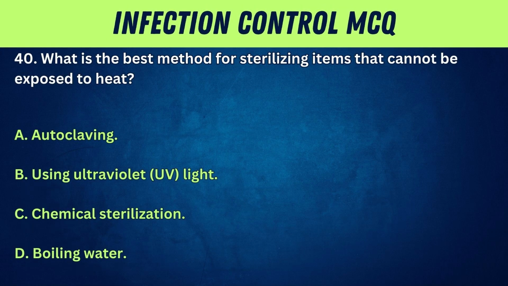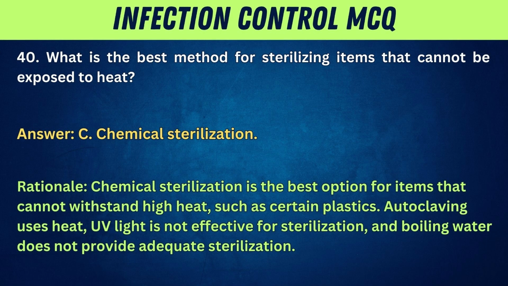40. What is the best method for sterilizing items that cannot be exposed to heat? A. Autoclaving. B. Using ultraviolet UV light. C. Chemical sterilization. D. Boiling water. Answer: C.